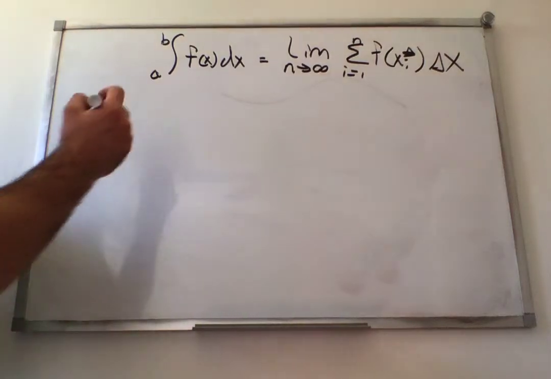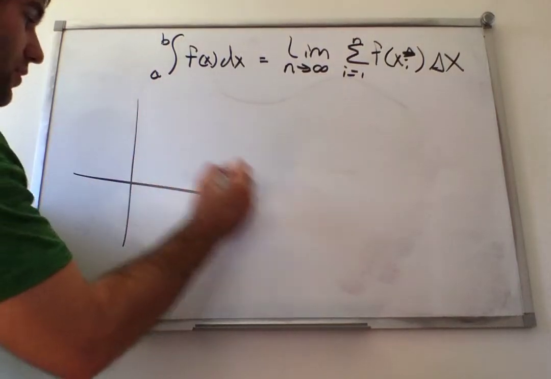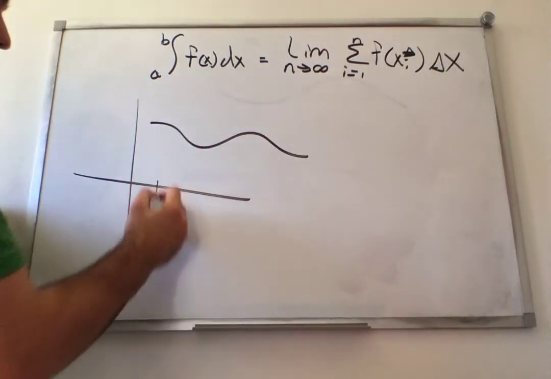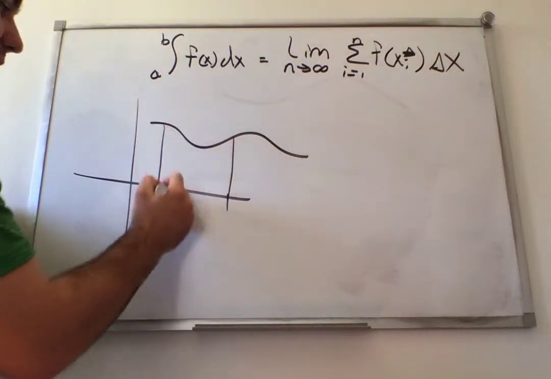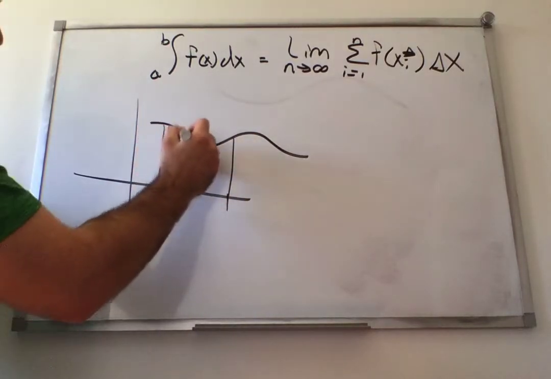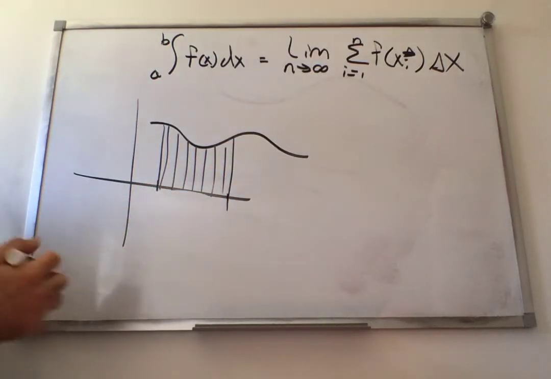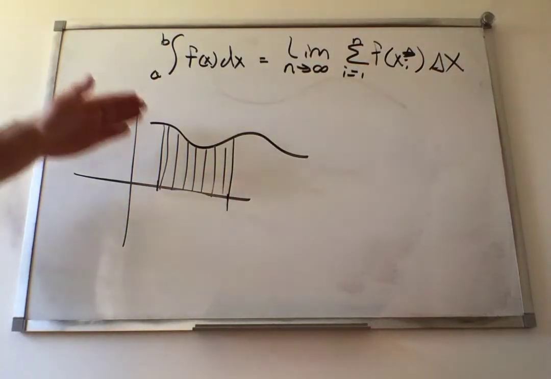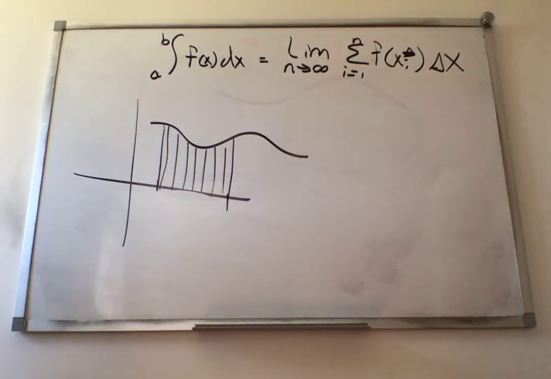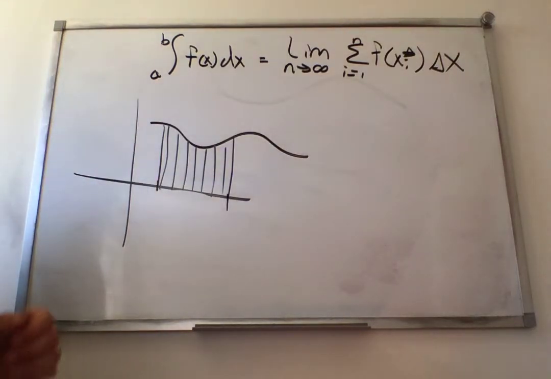So if a function f is continuous between any a and b, I could dice this area up into rectangles and find the area. So if we have a continuous function, then we know it must be integrable.